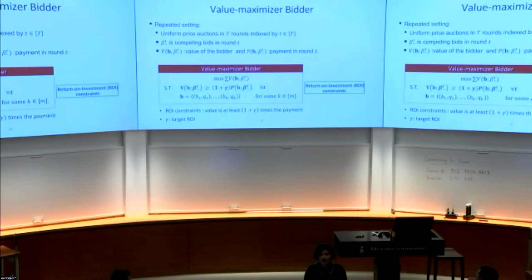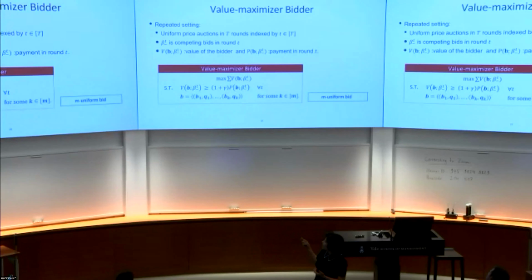Also, in some cases, there's a chance that future auctions get canceled. So we want to make sure that the bidder manages to get the return that they want in every round, rather than waiting to get the return later. And the last thing is that I want to make sure that bidders submit M-uniform bids, meaning that they're going to submit at most M pairs of bid value and quantity.